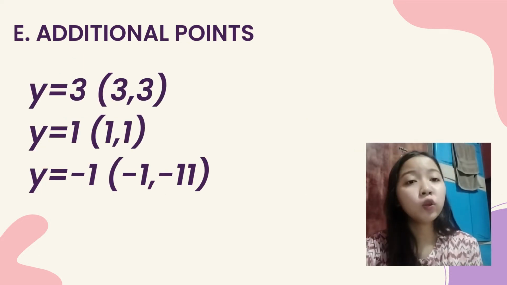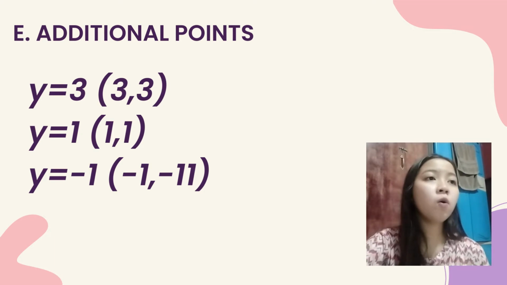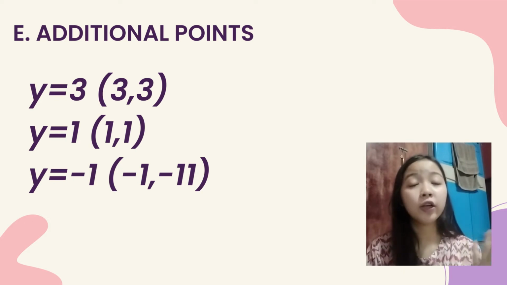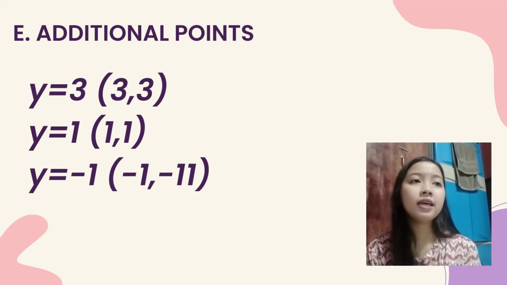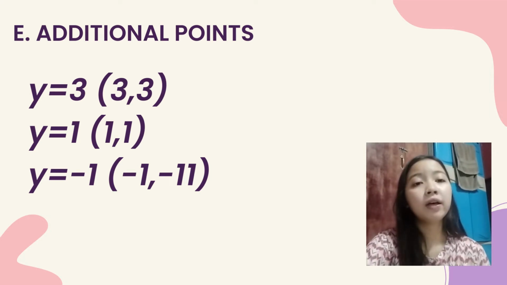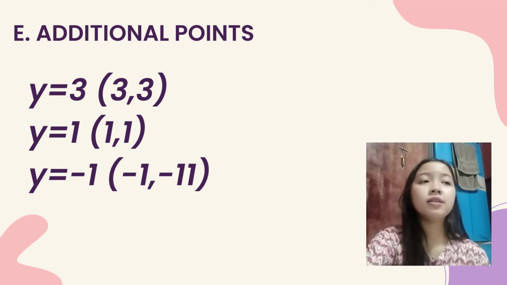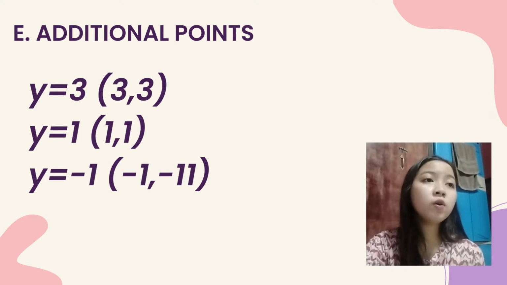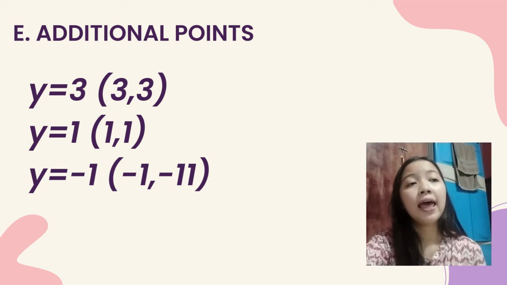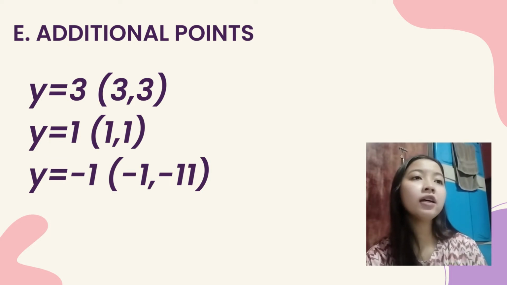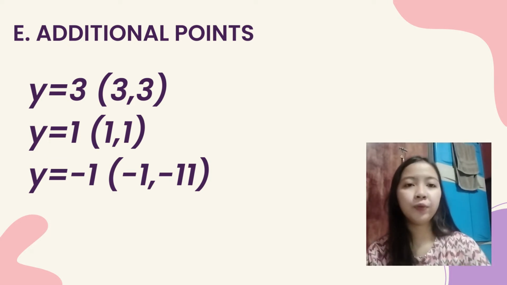So we will look for additional points. When x equals 3, y equals 3, so the coordinates are 3 and 3. When x equals 1, y equals 1, so the coordinates are 1 and 1. When x is negative 1, y is negative 1, so the point is negative 1 and negative 1. Therefore, this is the graph of the number 2 question.